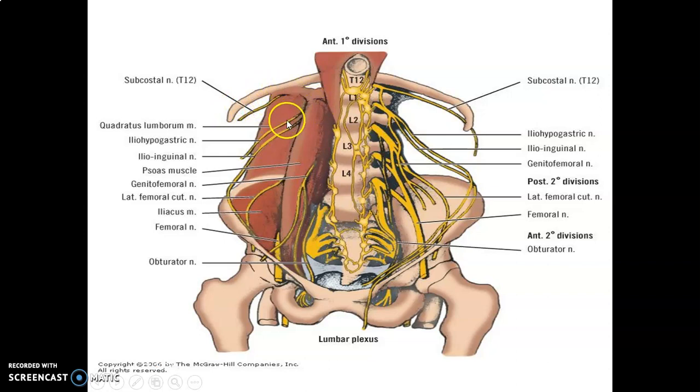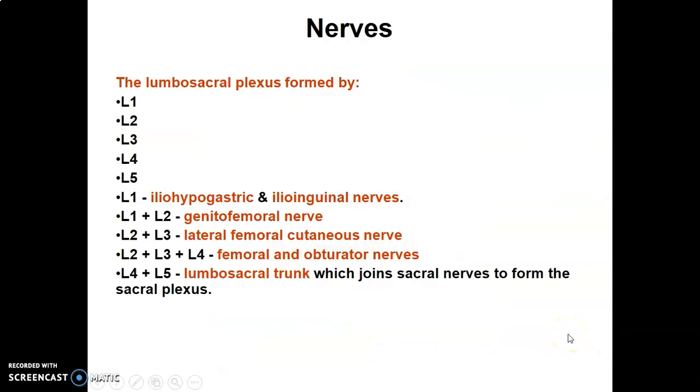And then L1 gives you iliohypogastric and ilioinguinal that pass anterior to quadratus lumborum. Then the lateral cutaneous nerve passes anterior to iliacus, and you see it posterior to the inguinal ligament, just at the level of the anterior superior, its attachment, the inguinal ligament attachment at the anterior superior iliac spine.